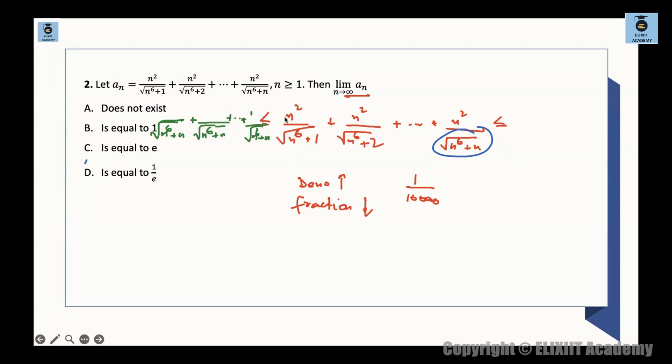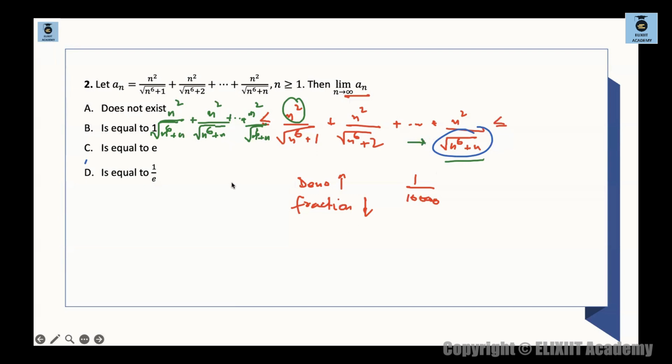Keeping the numerator constant, because the numerator is the same for all the terms. So I'm simply giving the maximum denominator to all the terms on the left hand side. What will happen? Then the overall fraction will decrease. So I'm giving the maximum value, and then keeping the numerator as it is, n square.